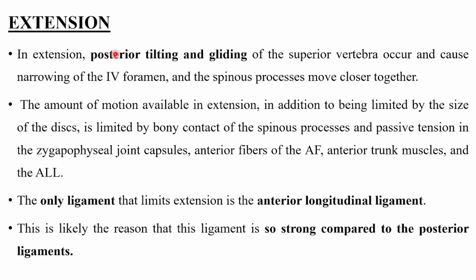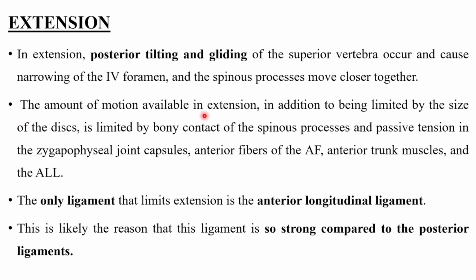So during extension, there will be exactly opposite motions to those occurring in flexion. In extension, the posterior tilting and gliding of the superior vertebra occur and cause narrowing of the intervertebral foramen, and the spinous processes move closer together. That is, approximation of your spinous processes will be happening during your extension range of motion.